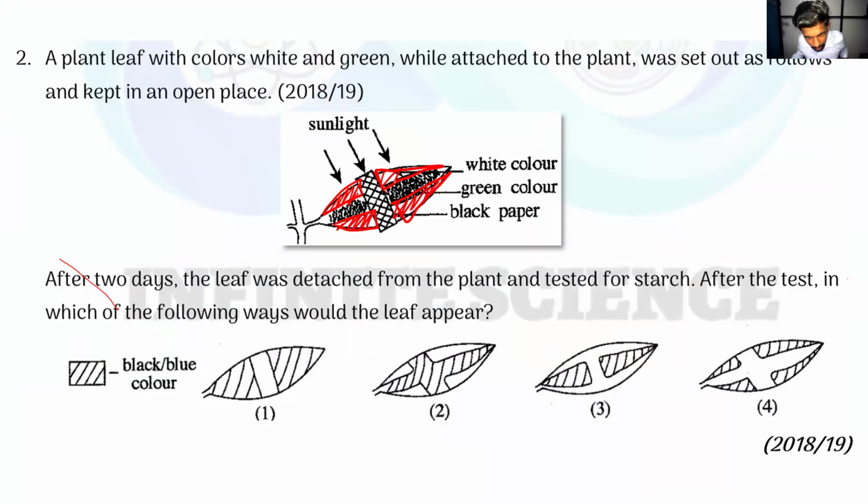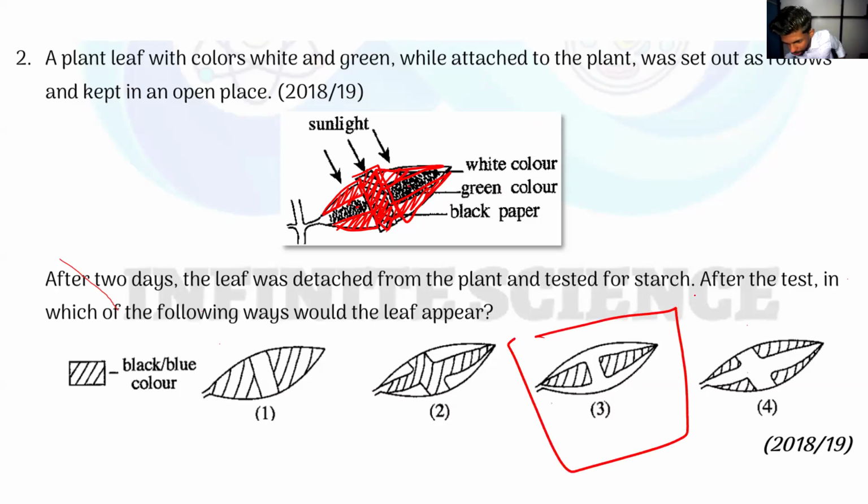Okay. And here you have taken the black color polythene. So here also we don't have the color change. So what is the part that remains? Only this part and this part. So that is the third option. Only in that area we will have the color change because the starch has been produced.